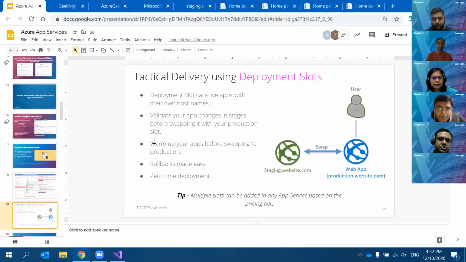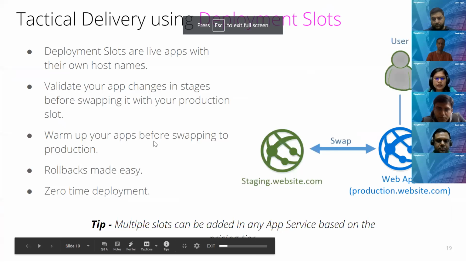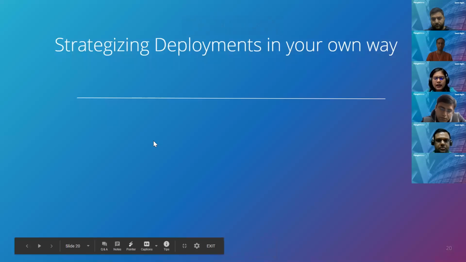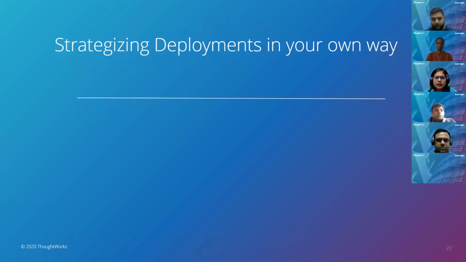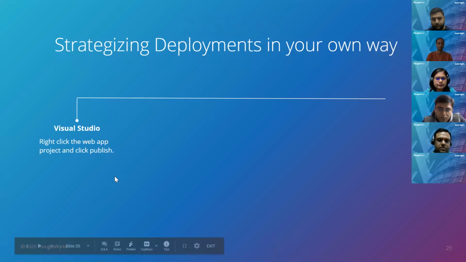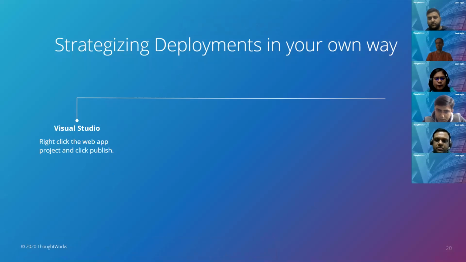Now let us see a few ways of deployment. How can we push our code to the app services? There are multiple ways in which we can push our code. We will be talking about a few of them. To start with, we have Visual Studio. Visual Studio has built-in integration with Azure. You can simply right-click on your web project and then do publish. You select the Azure App Service to which you want to deploy, and your code will be published from Visual Studio.